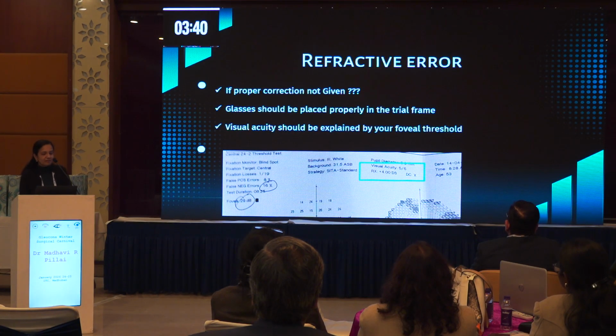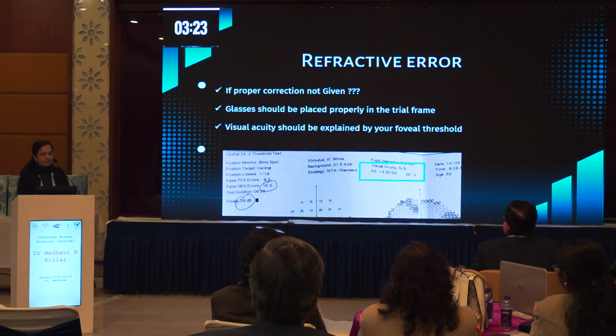So next is the refractive error. What happens if proper refractive correction is not given? You can end up with a generalized depression in the field. Also note that the glasses should be placed properly in a trial frame, or once again you are going to land up with an edge scotoma.